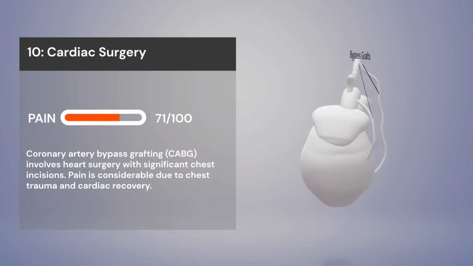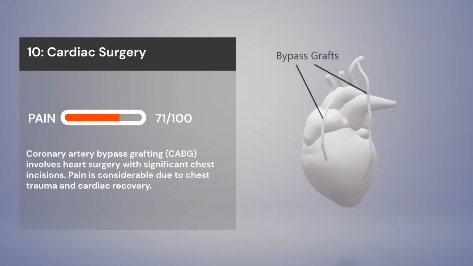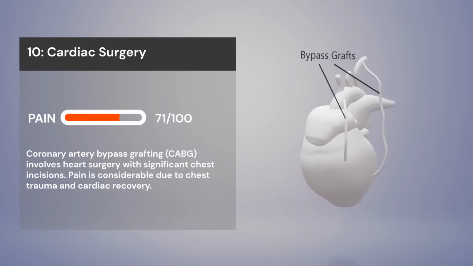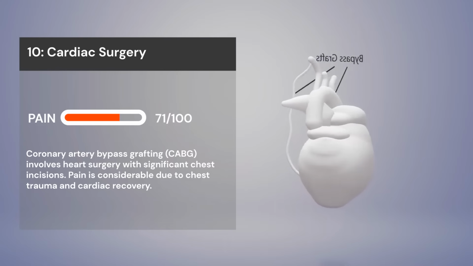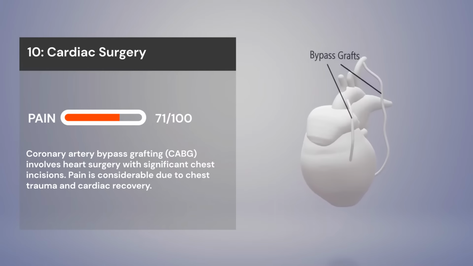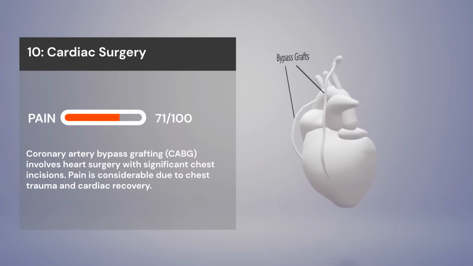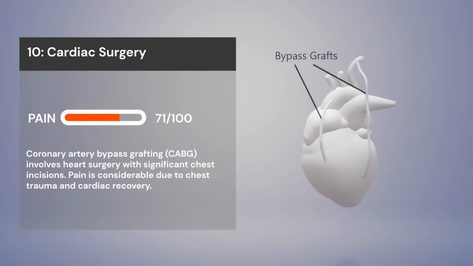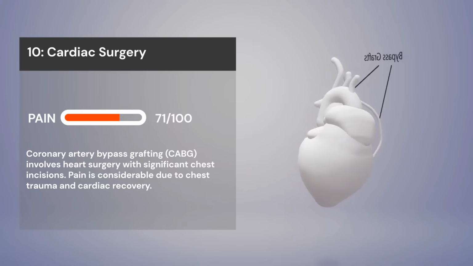Number 10. Cardiac surgery. Coronary artery bypass grafting, or CABG, is a complex procedure performed to treat coronary artery disease. During surgery, the chest is opened to access the heart, which involves significant trauma to the chest wall. This procedure is vital for restoring blood flow to the heart muscle, yet recovery can be challenging due to the pain associated with the sternotomy and the healing process of the heart tissue.